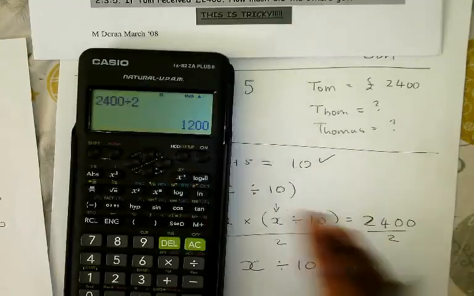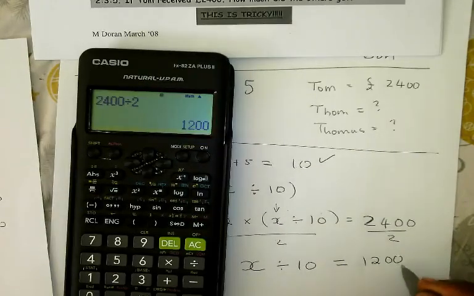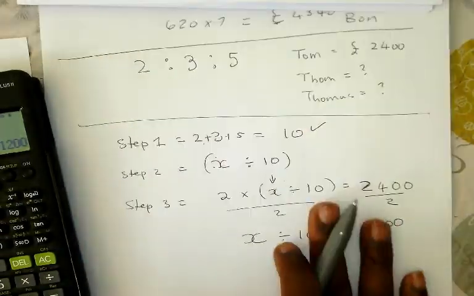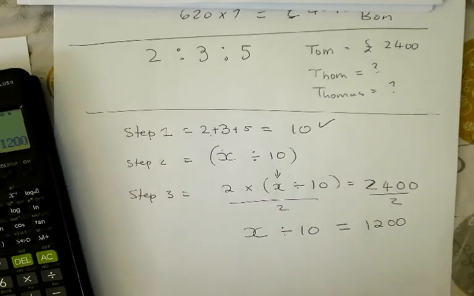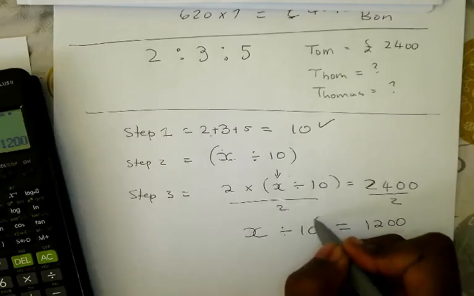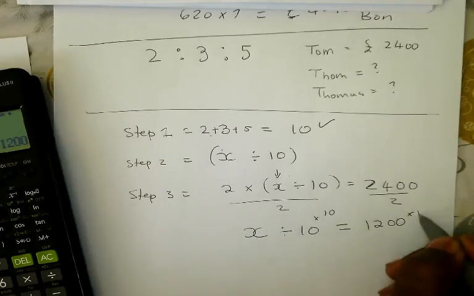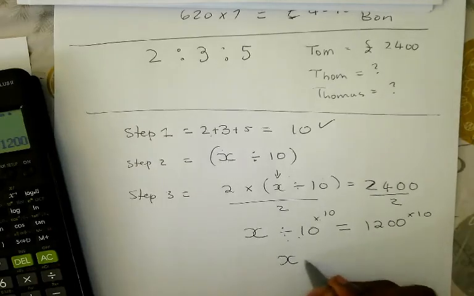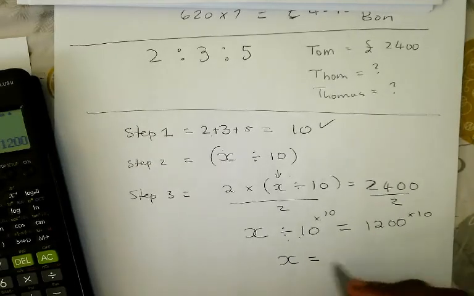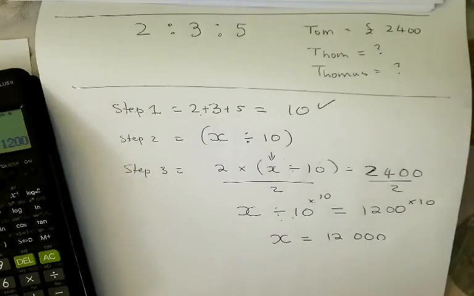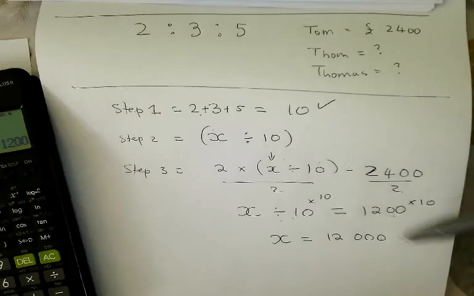Right? What is the inverse operation of division? Multiplication. So here I'm going to multiply both sides by 10. This and this go away. And then you multiply, you get 12,000. So the estate's value is 12,000.